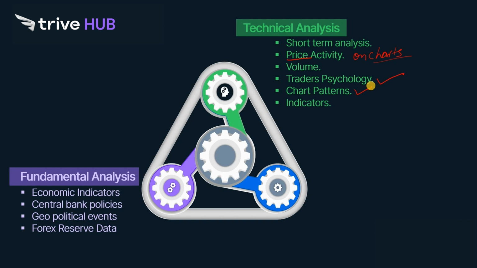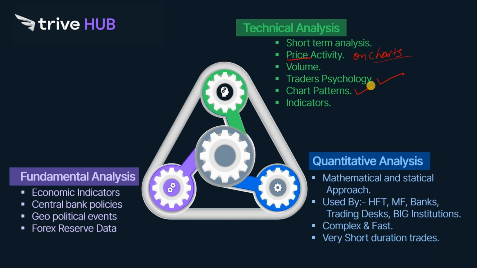The third type of analysis is quantitative analysis, which is used by high frequency trading firms and big institutions because of its mathematical and statistical approach. The quantitative analysis is done through complex formulas that are put into software, and that software is buying and selling Forex currencies within a very short period of time. These formulas are complex and it requires good infrastructure to trade, like algorithm trading.